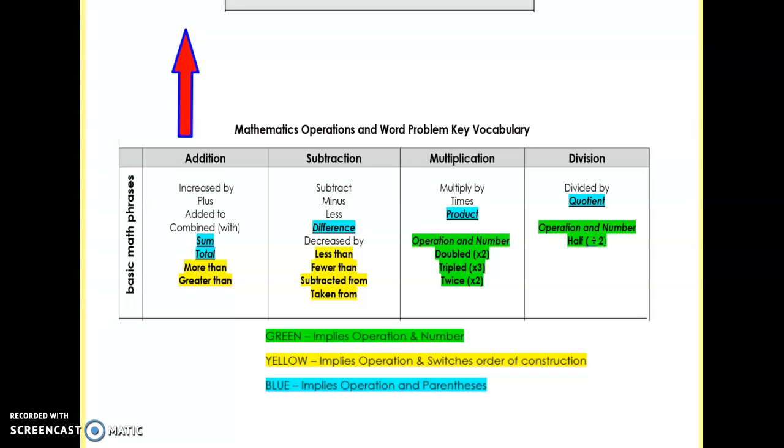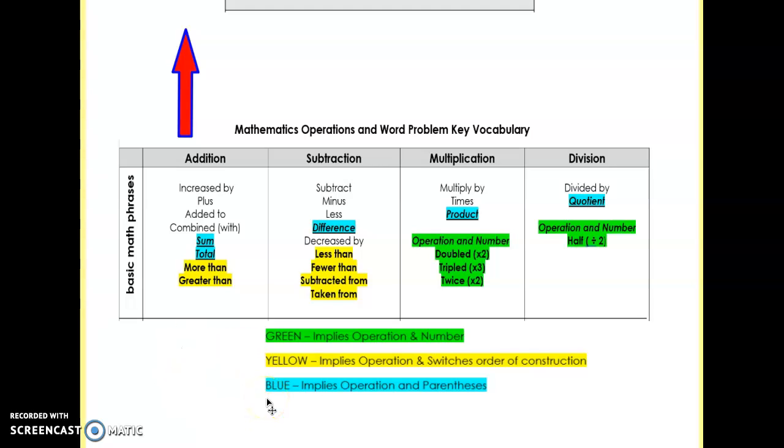There are words that now you know imply operation and numbers. So like these green words, tripled means to multiply, but it also means to multiply by the number 3. There were words highlighted yellow here, some in addition and some in subtraction, that require you to switch the order of construction, meaning that you switch the order that you write down the terms. So instead of x plus 4, it would really be 4 plus x. So there are words where order matters, and it is important to be able to recognize those.